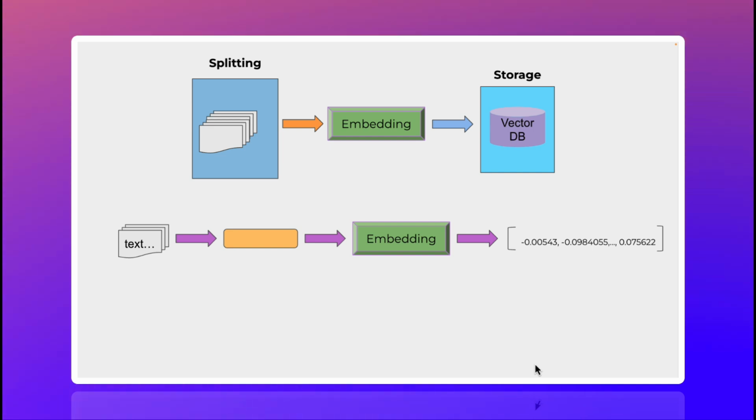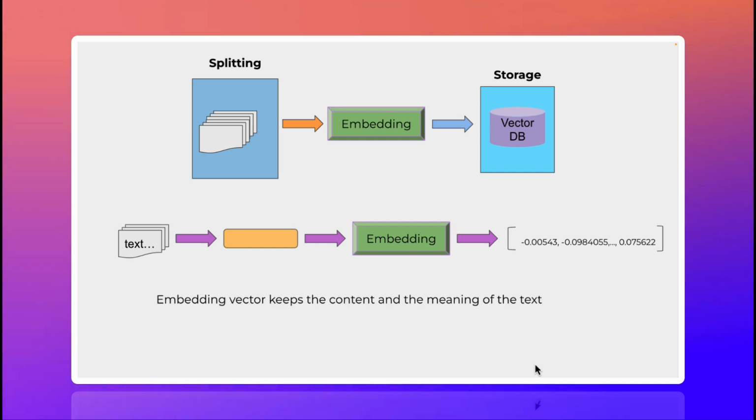That's the idea. But now we need to understand what this embedding is. So we can call this embedding or embedding vector, essentially it's the same thing. What an embedding vector does is keep the content and the meaning of the text. That's very important. So it has a little bit more metadata, more than just the vector as we know in mathematics.